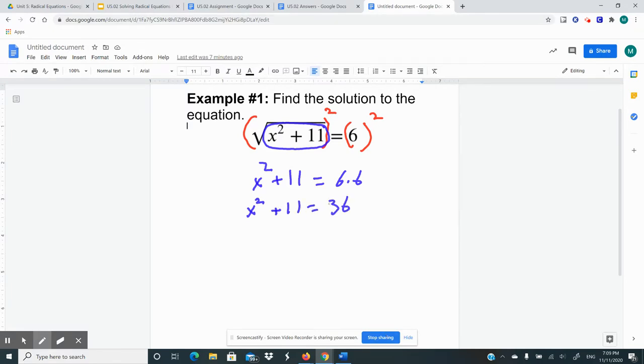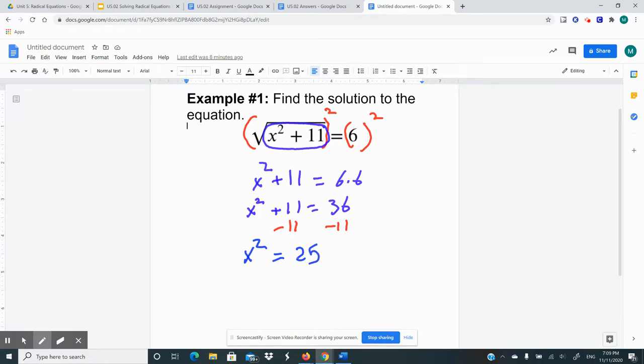Now I can solve for x. I'm solving for x, so the first thing I want to do is keep the variables on one side and the numbers on another. So I would subtract 11 on both sides, and I would get x squared equals 25.